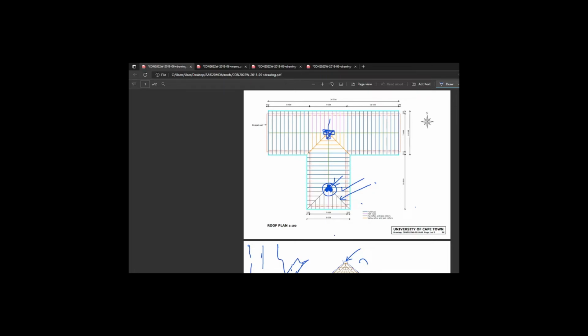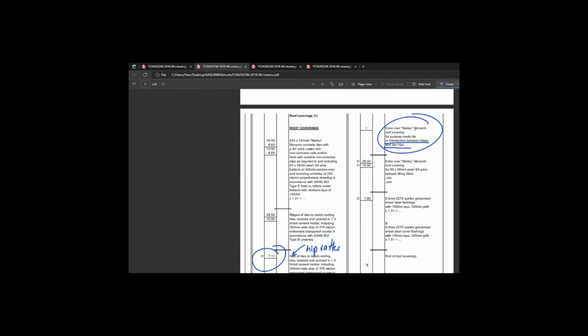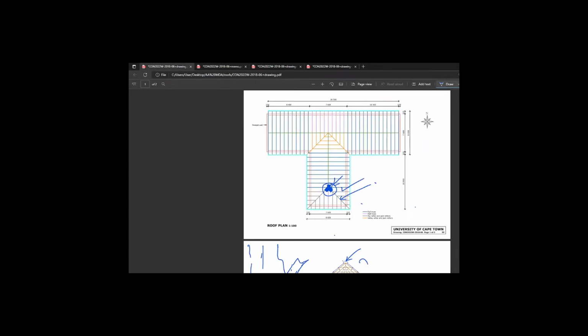I would say that this valley rafter is not really accounted for with your T intersect like that. It just doesn't fit nicely. I'm not sure if there is a purpose-made tile for that. There probably is. It's just not accounted for in this description.